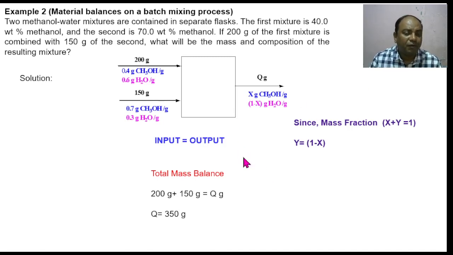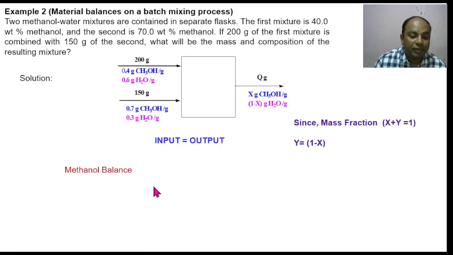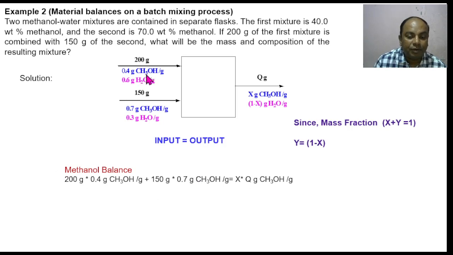So initially we made the total mass balance calculation, and we got Q equal to 350. Now it is time to make a material balance calculation on each individual unit. So first of all, we will make the material balance calculation on methanol. The methanol balance you can perform over here.